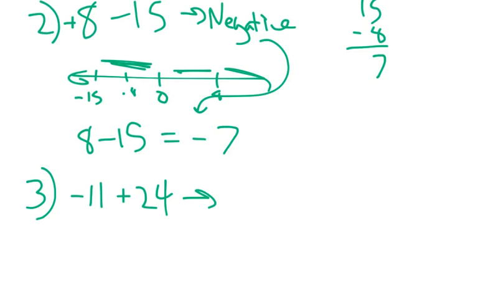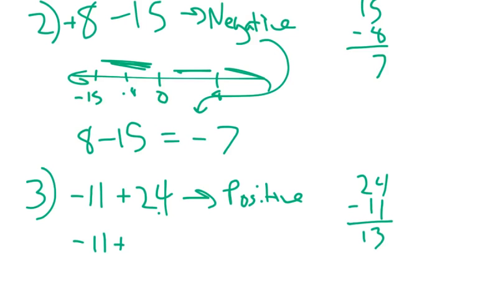So taking a look at this, 24, negative 11. There's more positive than there is negative. So this is going to be positive. So when I take the positive difference, it will be 24 minus 11, which is 13. So negative 11 plus 24 is going to be 13. And then, I didn't mean to put the arrow, I meant to put an equal sign. And then it's positive, so I don't have to write it, but if I wanted to, I could put a plus sign there.